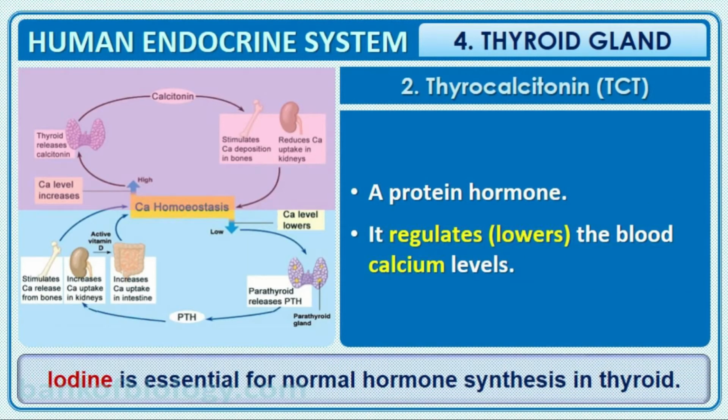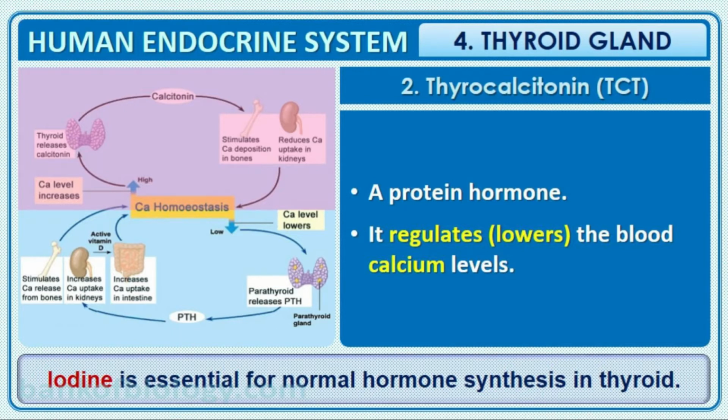What about the other secretion of the thyroid gland? Thyrocalcitonin, TCT. It is a protein hormone. It regulates the blood calcium levels. That means it lowers the blood calcium level. From the name itself we can understand, thyrocalcitonin, calcium. It regulates the blood calcium levels.